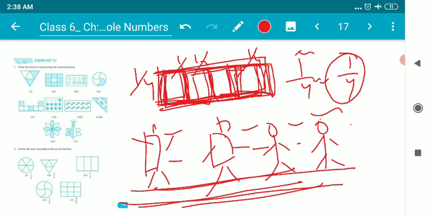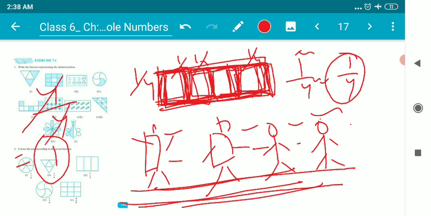Suppose, children, we add all these broken parts together again. It is going to be 1 by 4 plus 1 by 4 plus 1 by 4 plus 1 by 4. That means it's 4 by 4. 4 by 4 means 1. If we cancel 4 and 4, we get 1, which means I get back one complete biscuit once again. So children, this is the primary concept of fraction. Fraction means a broken part of a whole is called fraction.